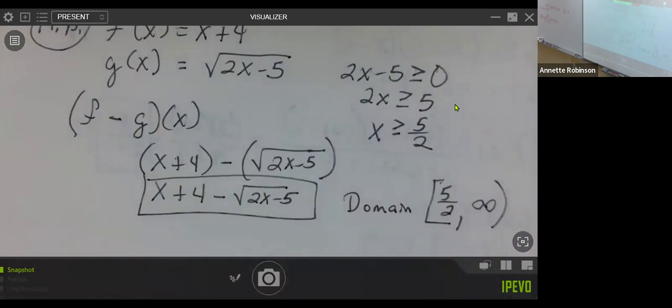It's positive. I said negative, and I caught myself, it's positive 5 halves. Everything greater than it can go, even 5 halves, and it just makes the square root of 0. What's the square root of 0? 0, isn't it? But try to take the square root of a negative, and they don't want them. Those are imaginary numbers.